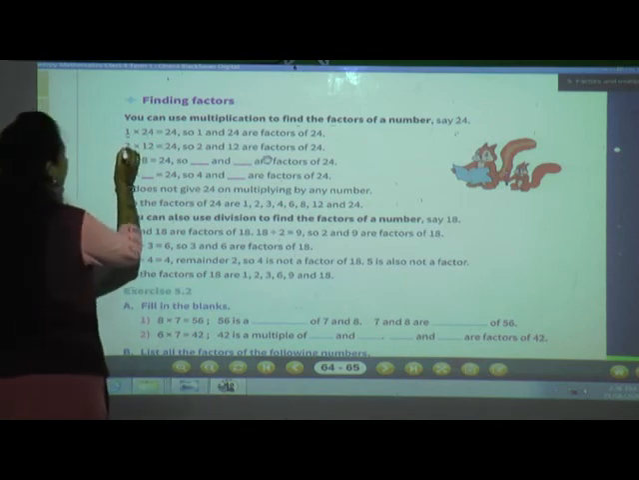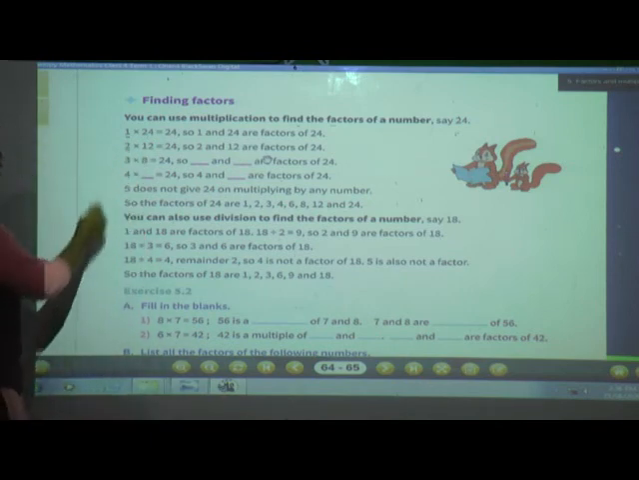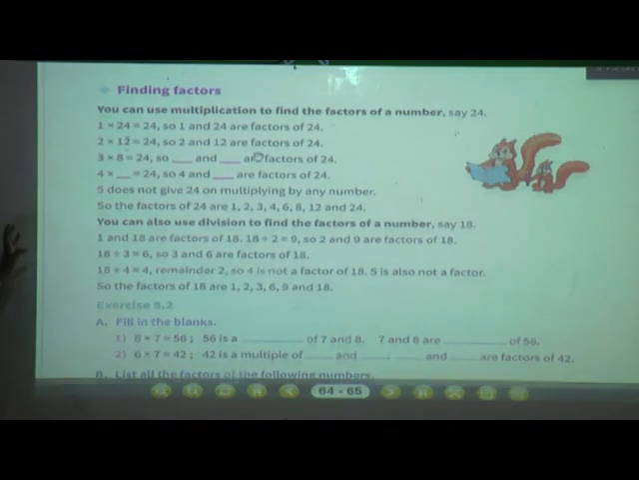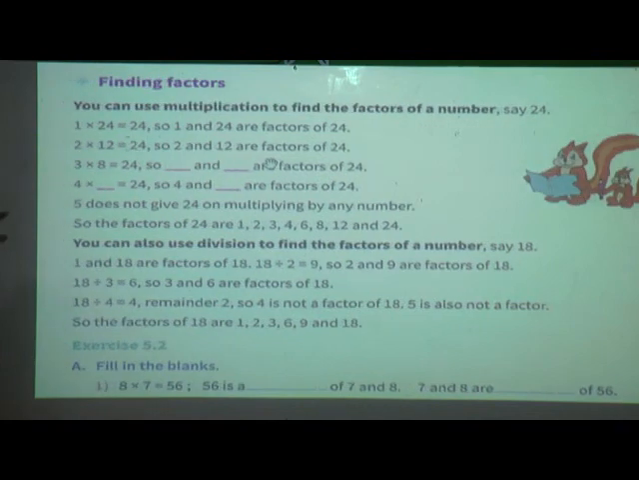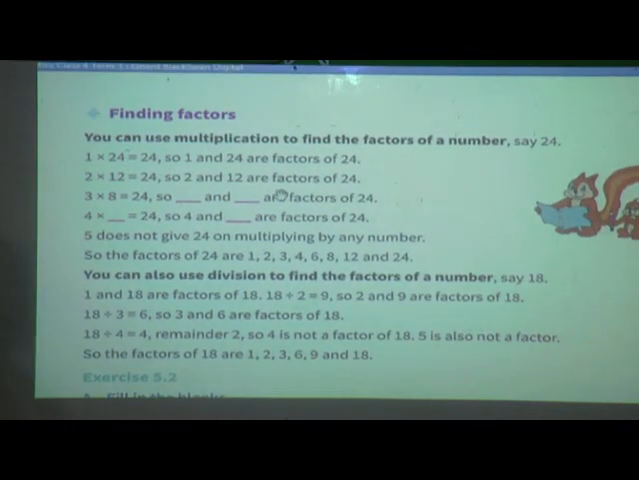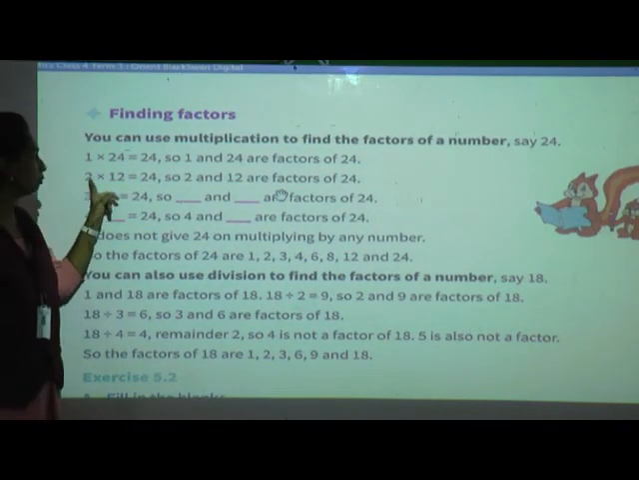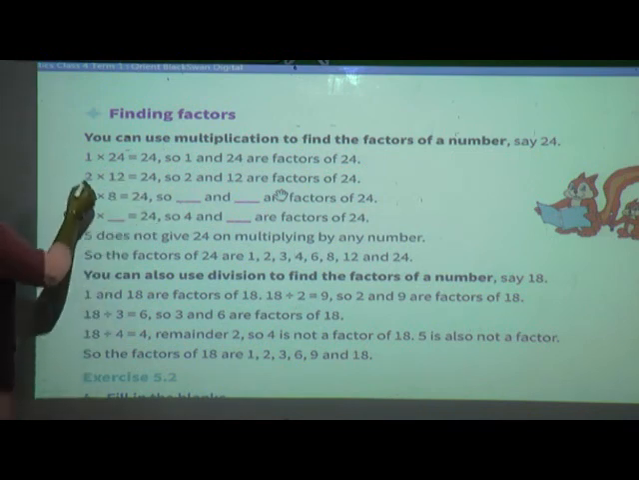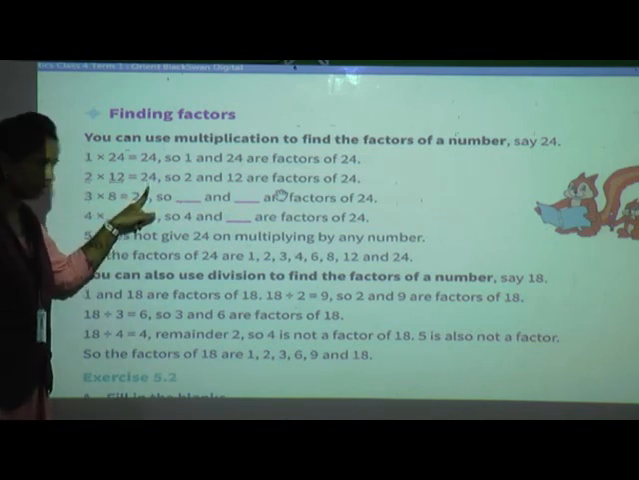And next, we'll see with the 2 table, 2 multiplied by 12. See, 2 multiplied by what, if we do, we get 24? We have to think. So when we multiply 2 with 12, we get 24. So here 2 and 12 are factors of 24, isn't it?